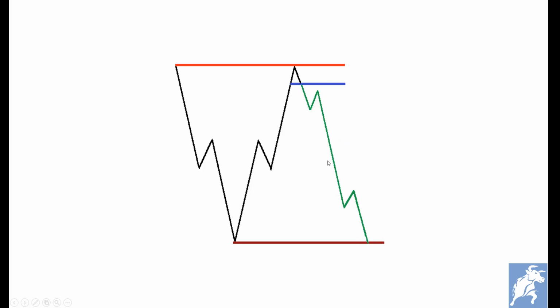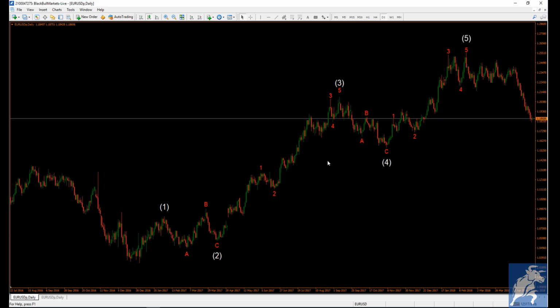So I'll quickly show you what these patterns look like in a real-time market. Just coming here to our Black Bull MC4 server, you can see I've labeled everything here. So there is a flat, guys. You can see it doesn't quite reach it. This is what we actually call a running flat, where it does not quite reach that A level over here.